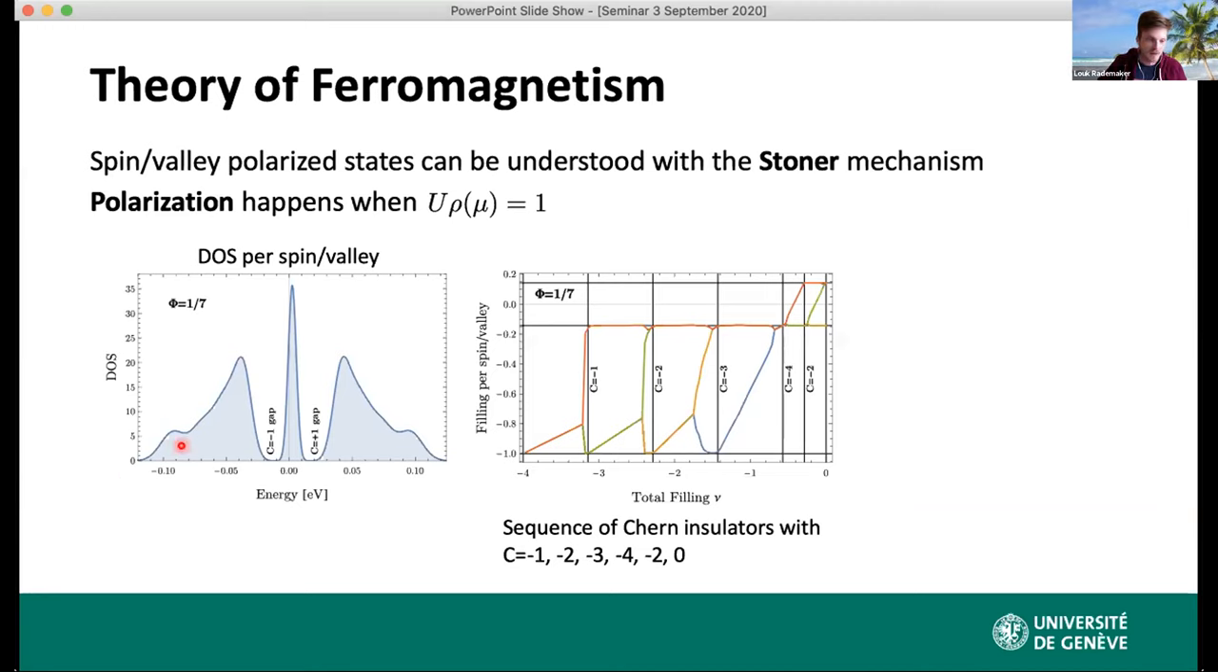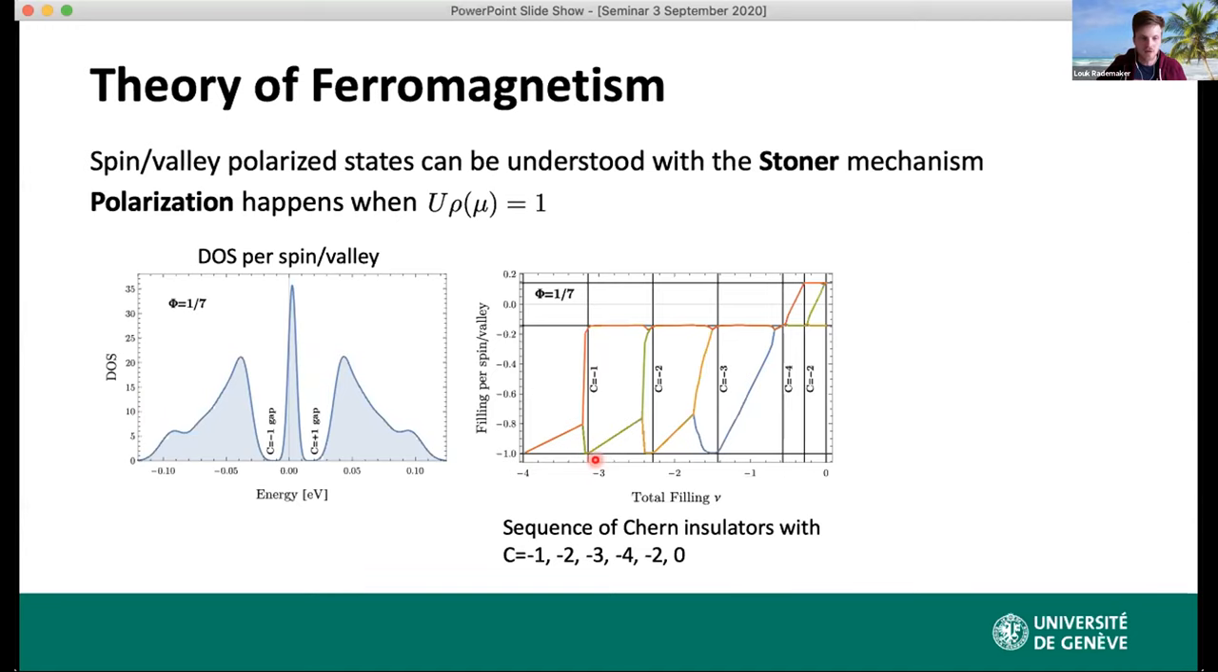And the effect that then happens is summarized here. You have here, for example, the flux at 1/7 of flux quanta per Moiré unit cell. You see this density of states splits into these three bands I've been mentioning. And then if I look at the occupation of each spin and valley degree of freedom, so there's four of them, in the beginning they start to occupy equally, but at some point you reach this high density of states, you start to get polarization, and one of the states will completely occupy, or one of the spin valleys will completely occupy the lower band, and the other will reset to be completely empty.